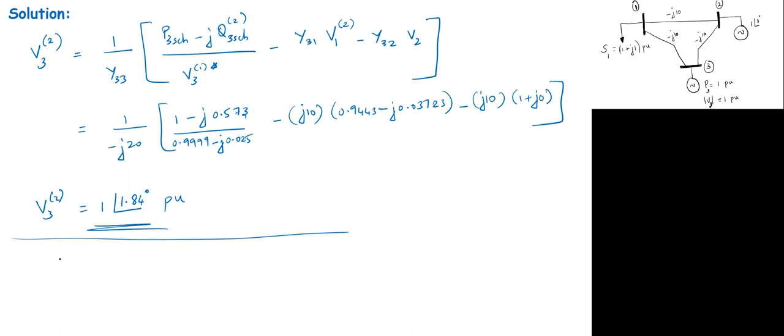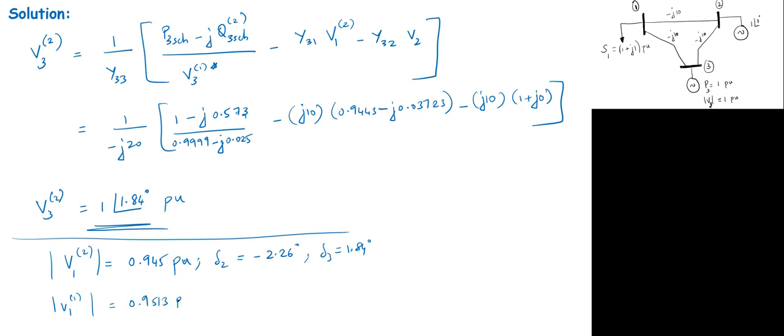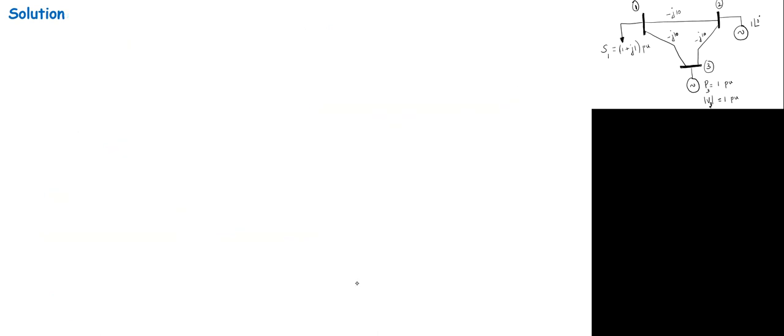So now at the end of second iteration, we have V1 of 2 is 0.945, the magnitude in per unit. Delta 2 is minus 2.26 degrees, and delta 3 is 1.84 degrees. If you recollect, the magnitude of the voltage at the end of first iteration was 0.9513 per unit. Delta 1 was minus, actually this is delta 1, not delta 2. Delta 1 was minus 3 degrees, and delta 3 was 1.432 degrees. Okay.